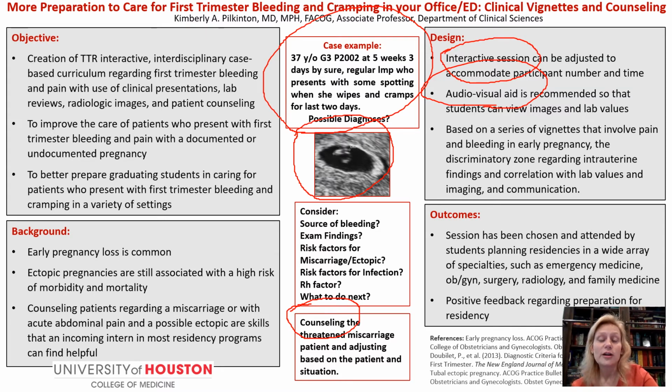There is discussion not only on pain and bleeding in early pregnancy, but the use of the discriminatory zone with quantitative HCGs and what you should and shouldn't see depending on what that number is. And so that is more correlation. And then, of course, a lot of this is based on communication.